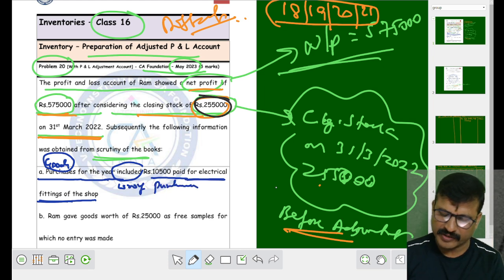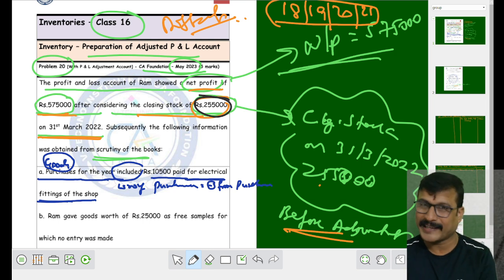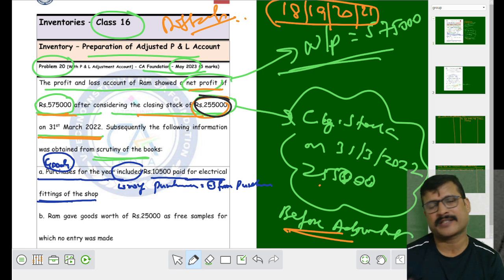It is a wrong purchase. What to do for wrong purchase? Wrong purchase can be subtracted from purchases. It can be subtracted from purchases. But my dear student, we are not having any purchases.